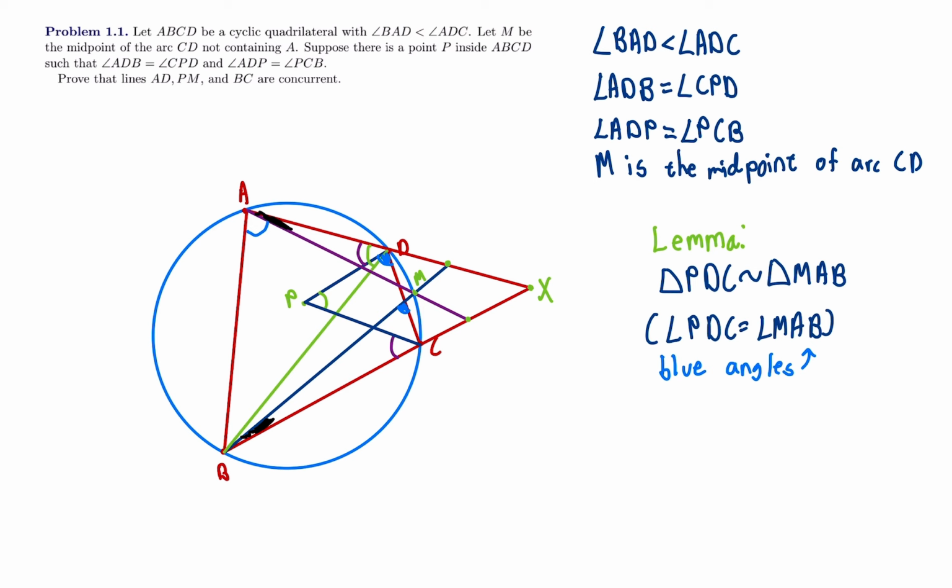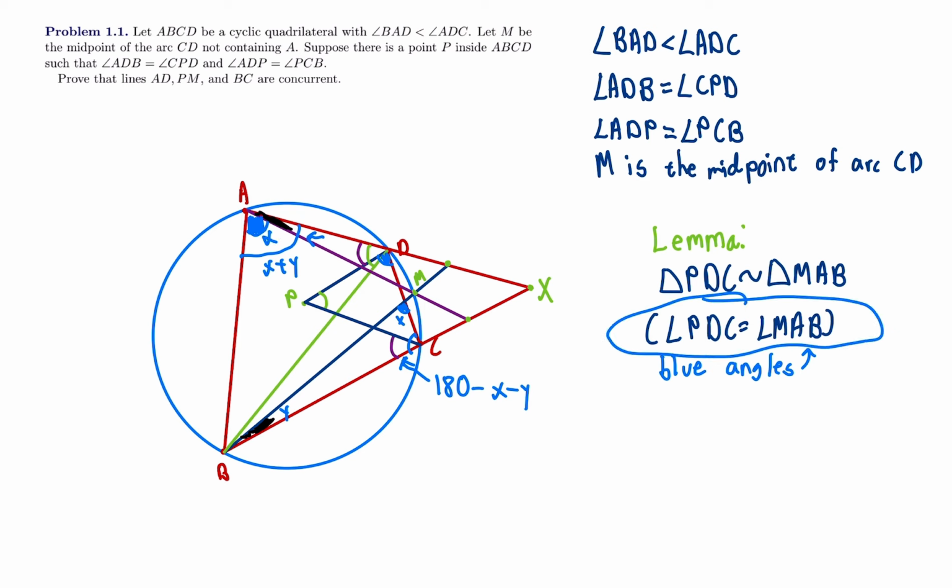So let's just say that the blue angle is equal to x, and we'll do some angle chasing. Let's say that this black angle is equal to y. Then this angle here is equal to 180 minus x minus y. And by cyclic quadrilateral DCBA, we know that this angle is equal to x plus y. And so since the black angle is y, this angle must equal x, which is what we desired. So therefore, this is true.